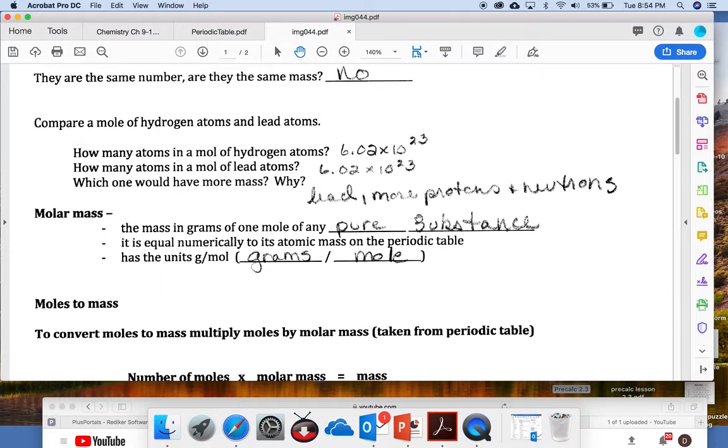Now we need to define a term, and we're going to call it molar mass. Molar mass is simply the mass in grams of 1 mole of any pure substance. It is equal numerically to its atomic mass on the periodic table, and it has the units g/mol, which means grams per mole.